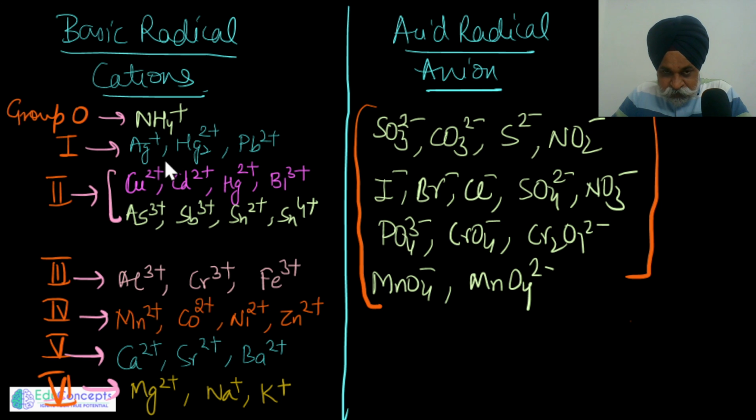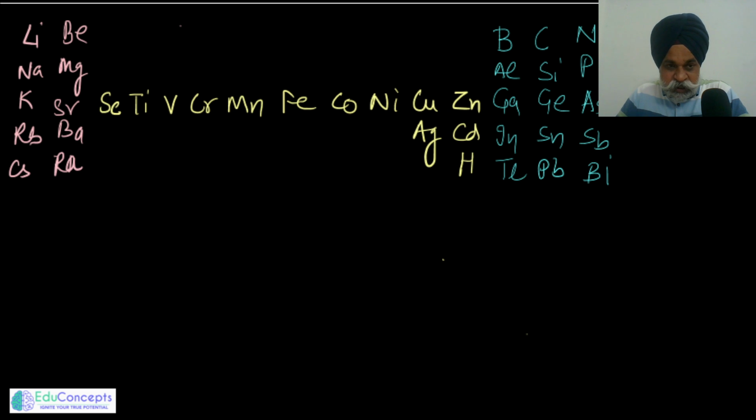Now the point here is, as regards the basic radical cations, how are these cations to be remembered, in which category they will fall. For that, I will be making a special video on how to remember which cation would fall under which category. Many of my fellow teachers tell you mnemonics, but I personally like to go with a little logical way, with the help of the periodic table itself.